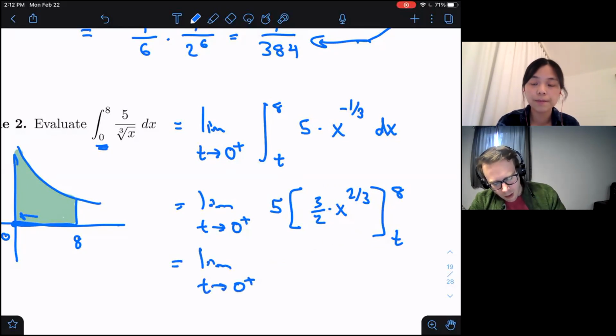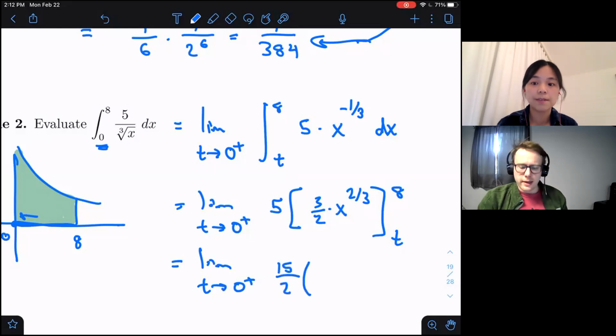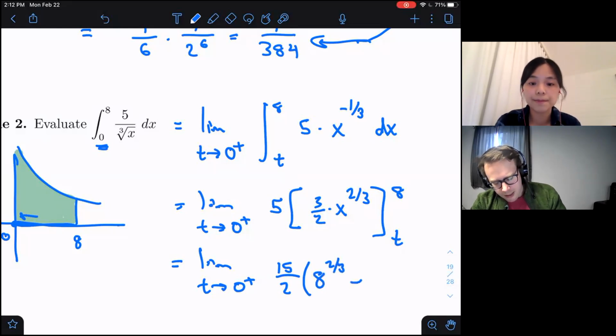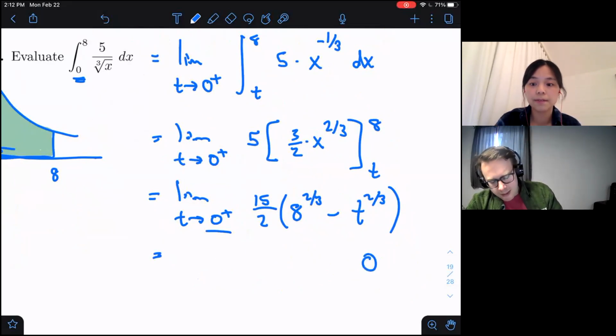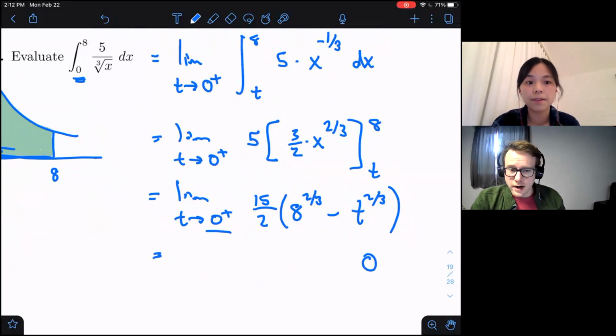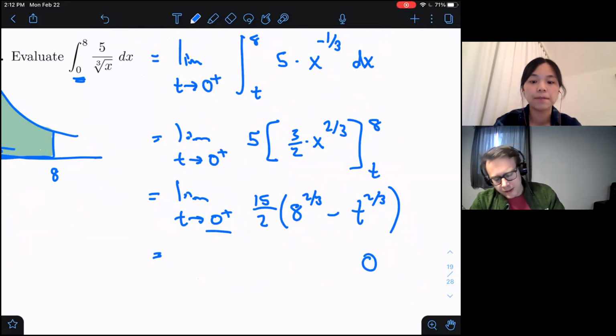So let's maybe collect all of our constants here. This is going to be 15/2. And when I plug in 8, I would get 8 to the 2/3 minus, when I plug in t, I'm going to get t to the 2/3. Now we can see that there's no issue plugging in 0 everywhere we see a t. And because we have a nice positive exponent here, raised to the 2/3 power, we're not dividing by 0 or anything like that. So that's quite nice.